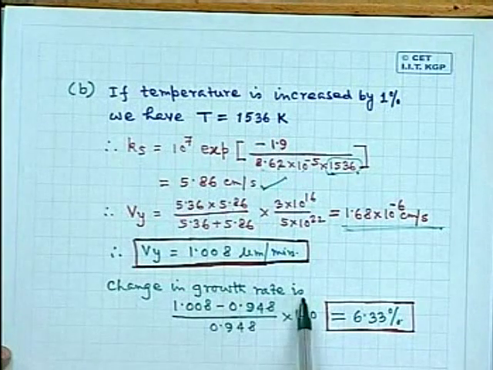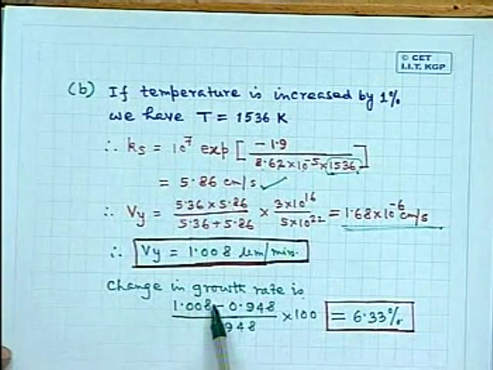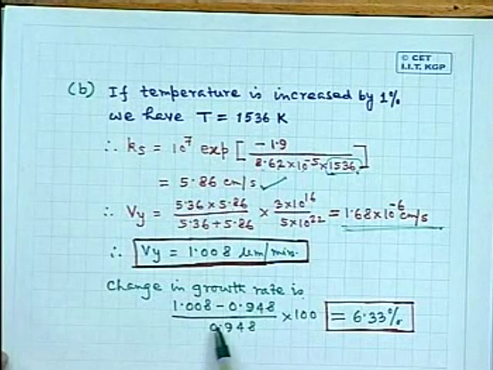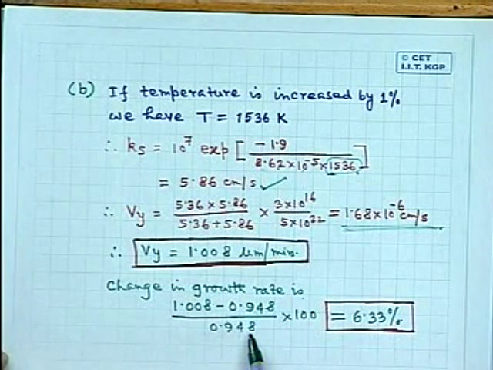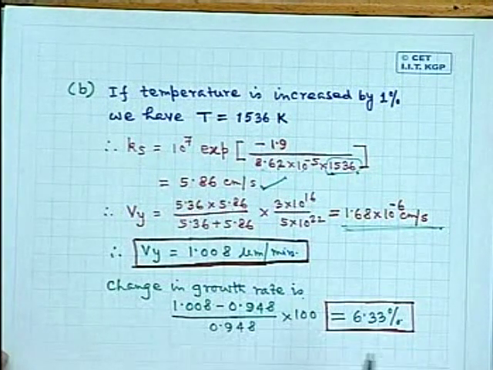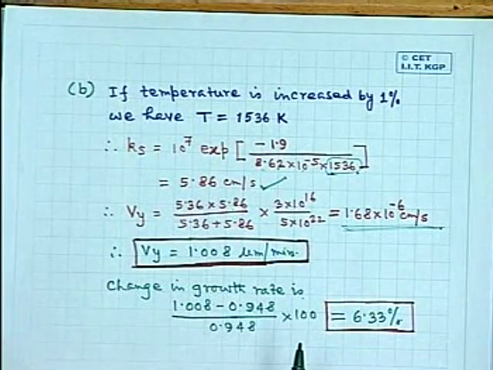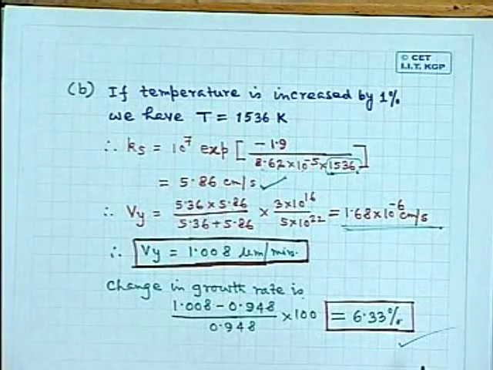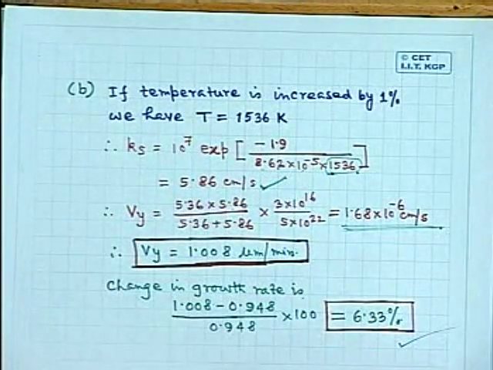Now, the change in the growth rate is given by 1.008 minus 0.948 divided by 0.948 into 100, so 6.33%. So now we got the variation of growth rate is 6.33%. So for a 1% change in temperature, there is 6.33% variation in the growth rate. So it is highly sensitive to temperature. Okay, so let me stop now.